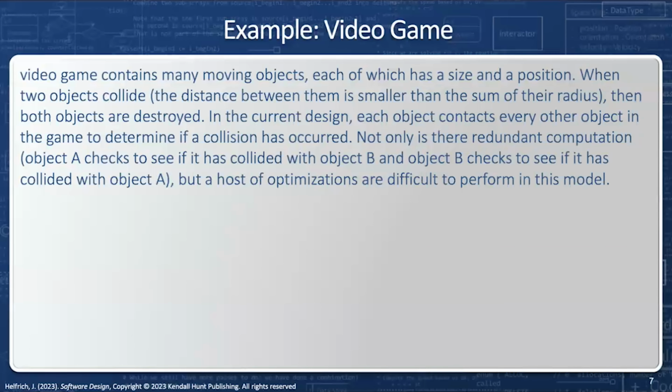Let's look at another example, a video game. A video game contains many moving objects, each of which has a size and a position. When 2 objects collide, which is when the distance between them is smaller than the sum of their radii, then both objects are destroyed. In the current design, each object contacts every other object in the game to determine if a collision has occurred. Not only is there a redundant computation, object A checks to see if it's collided with object B and so on, but a host of optimizations are difficult to perform with this model.